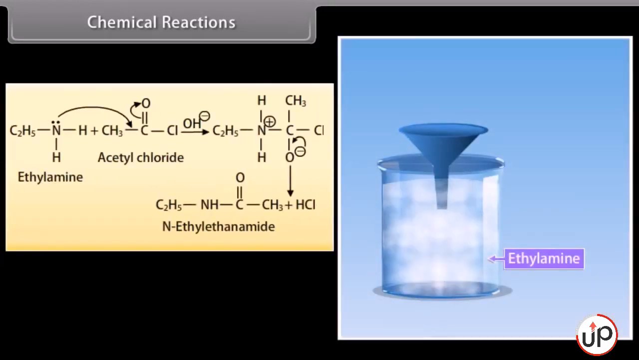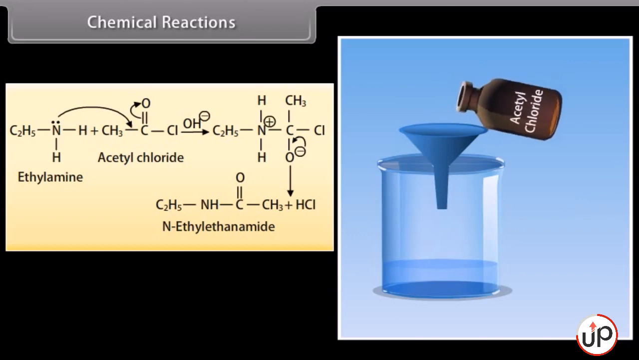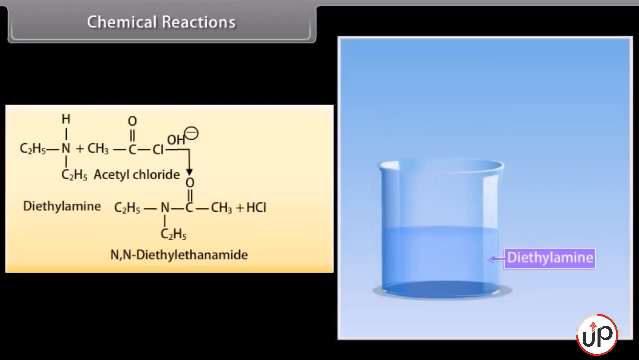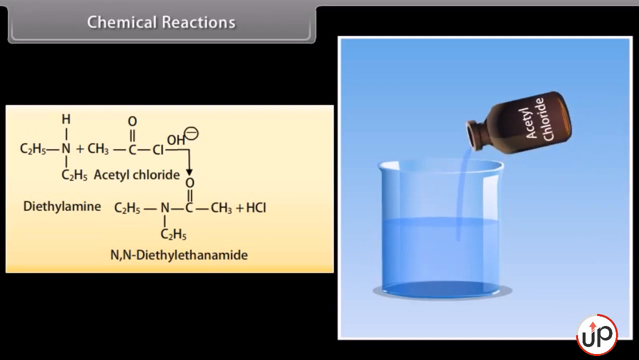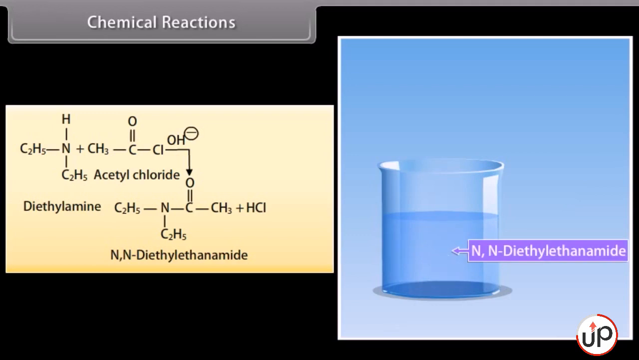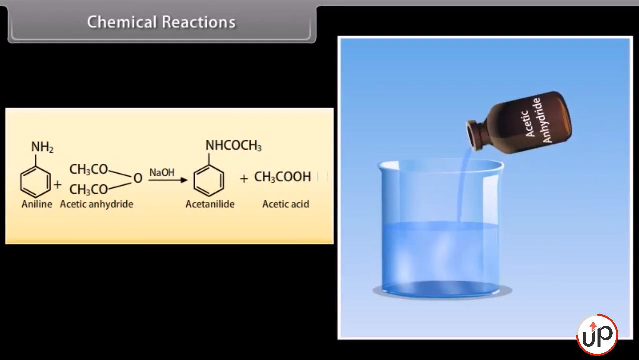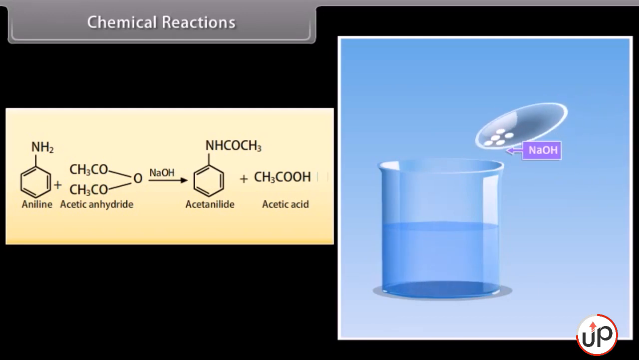Acetyl chloride reacts with ethylamine in the presence of base and forms an intermediate, which forms N-ethylethanamide and hydrochloric acid. Acetyl chloride reacts with diethylamine in the presence of base and forms N,N-diethylethanamide and hydrochloric acid. Acetic anhydride reacts with aniline in the presence of sodium hydroxide and forms acetanilide and acetic acid.